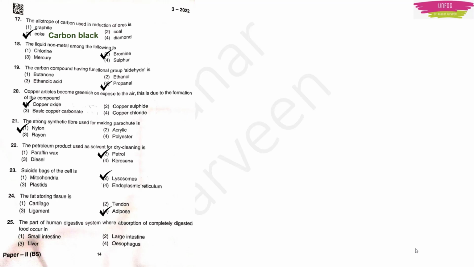Then the part of human digestive system where absorption of completely digested food occurs is. It is the small intestine. So if your small intestine is weak, whatever food you eat, the exact nutrition won't be absorbed by it. So the small intestine is the part of the human digestive system where your completely digested food will be absorbed.